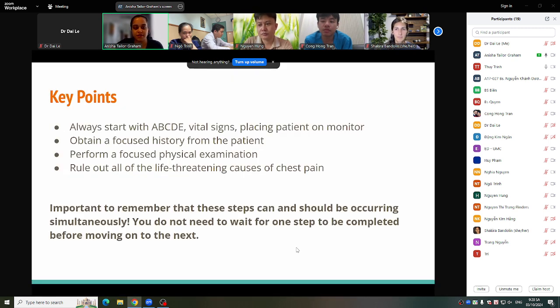So just some key points to go over. Always start with your A, B, C, D, E, vital signs, and then placing the patient on the monitor, and then always remembering that these are things that can be going on simultaneously. Obtaining a focused history from the patient, performing a focused physical exam, and then ruling out all of the life-threatening causes of chest pain. And then, we'll go into much more detail over the next few weeks for acute coronary syndrome and other causes of chest pain.